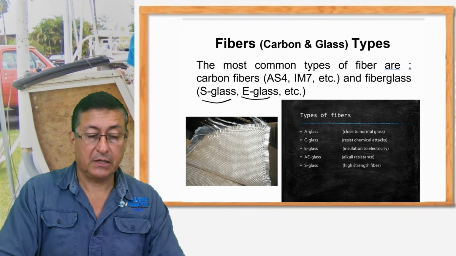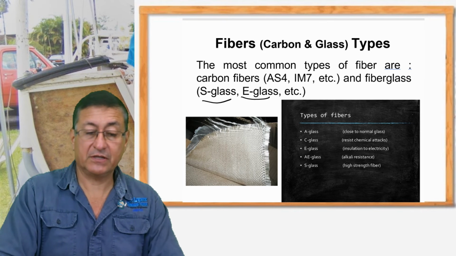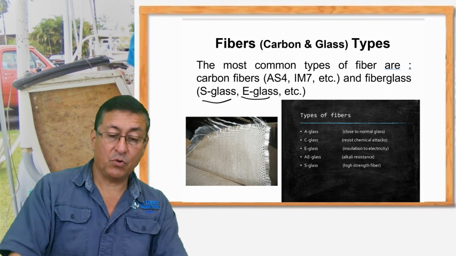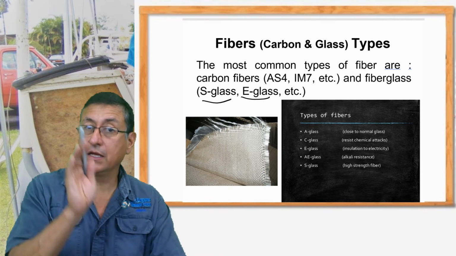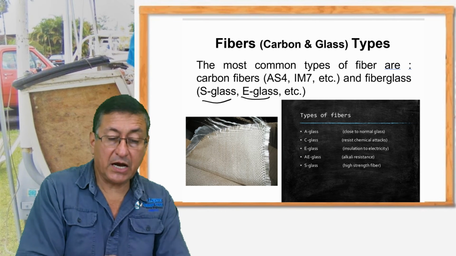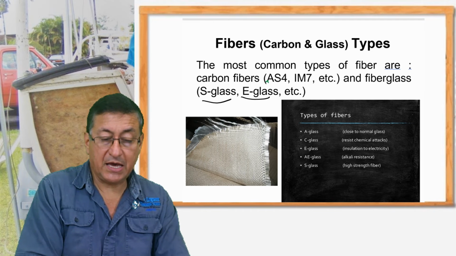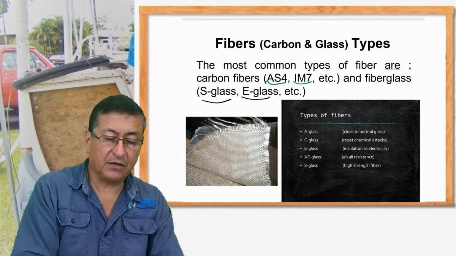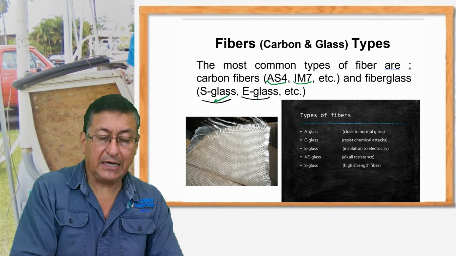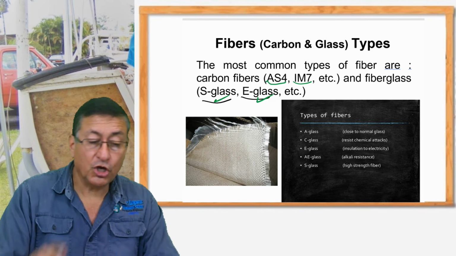And those are the comparison between the mechanical properties of fiberglass and the mechanical properties of carbon fiber. And remember the different types of fibers in carbon and glass. The most common types of fiber in carbon structures are these. In carbon we have the AS4, the IM7, the most common. And in fiberglass we have S-glass and E-glass, like I explained before.